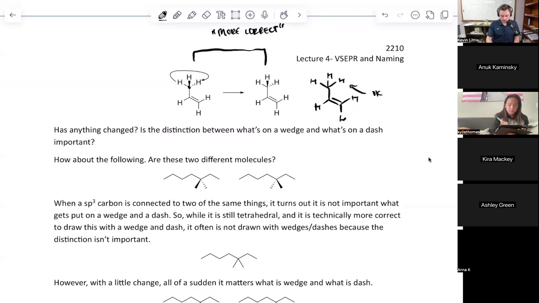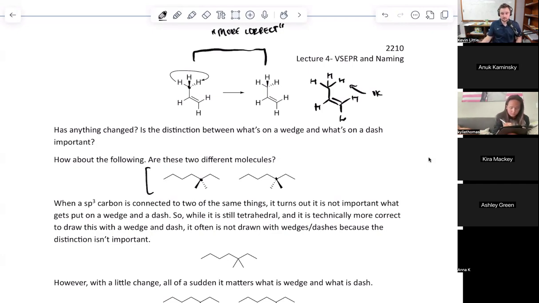Let's look at this next one. Are these two different molecules? No, they're not. They are the same molecule. I'm actually just looking at it from a slightly different angle. But even though I've drawn the wedges and dashes, they're the same molecule.